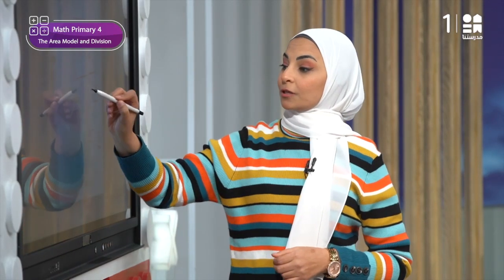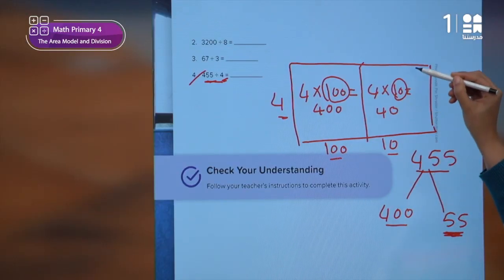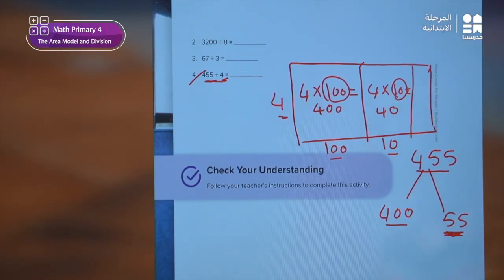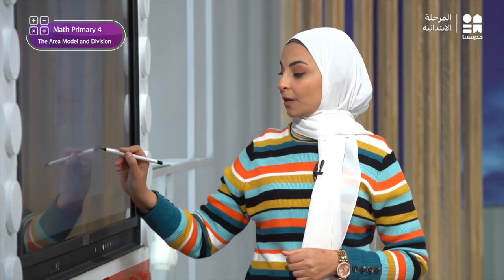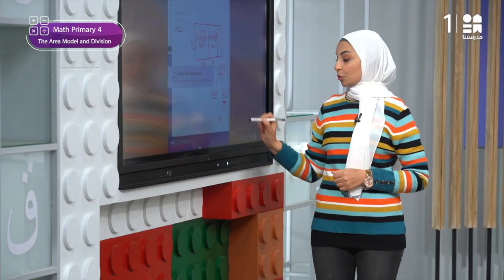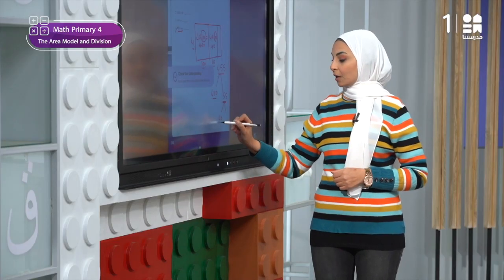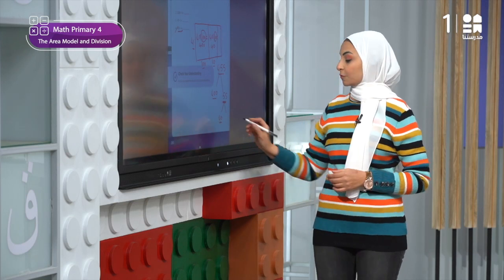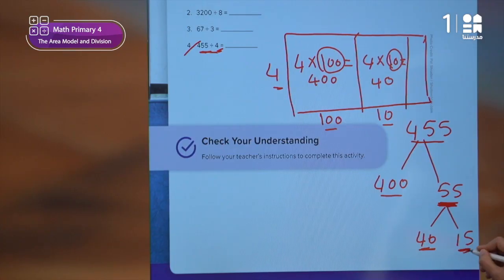Then what should I do? Yes, now I have the first part 100, the second part 10. Then what should I do? I will subtract 40 from 55. Now I have divided the 55 into 40 and another number. To know the remainder, I will do 55 minus 40, which gives me what? Gives me 15. And this is the number left. Then what should I do?